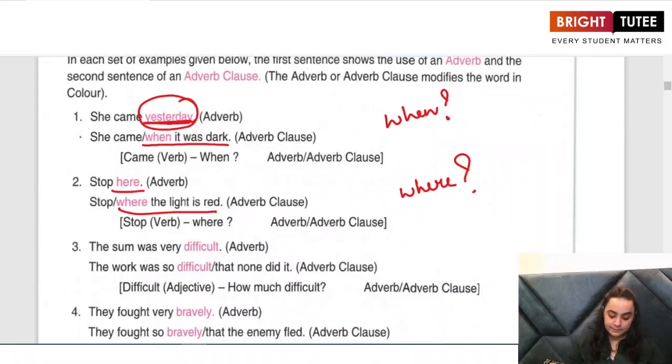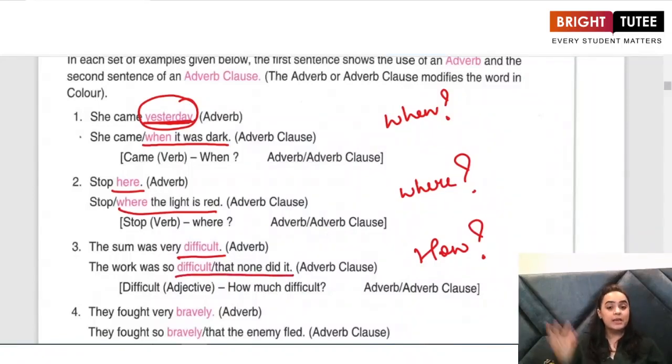Third set of sentences. The sum was very difficult. How was the sum? It was difficult. This is an adverb. The work was so difficult that none did it. So difficult that none did it. So here I am describing how was the work. So in the first sentence, just one word, difficult, is describing the work. And in the second sentence, there is a group of words, a clause, which is describing.